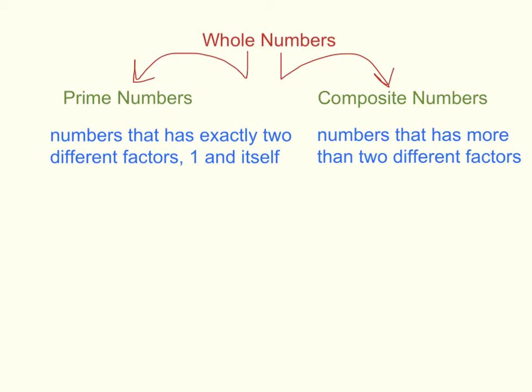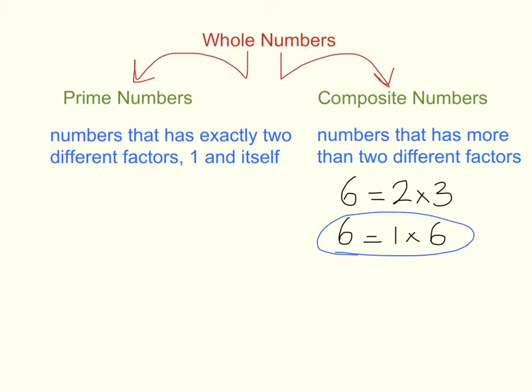Now let's give an example. For example, we used 6 before. So 6 was 2 times 3, or 6 was 1 times 6. And now here, 2, 3, and 6, well, these are, with 1, the factors of 6. But if 6 was only divisible by 1 and 6, then it would be prime. But no, it also has factors of 2 and 3. This makes 6 a composite number.